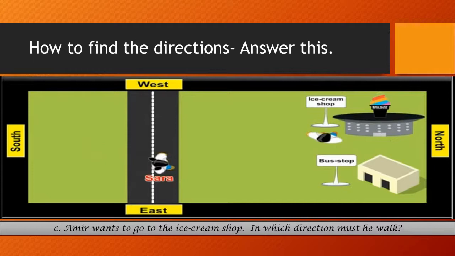Yes, Amir is in the east. Now, he has to go in the west side for the ice cream shop. Sarah wants to go to the bus stop. In which direction must she go? Yes, Sarah is in the south and the bus stop is in the north. So, from south, Sarah has to go to the north.